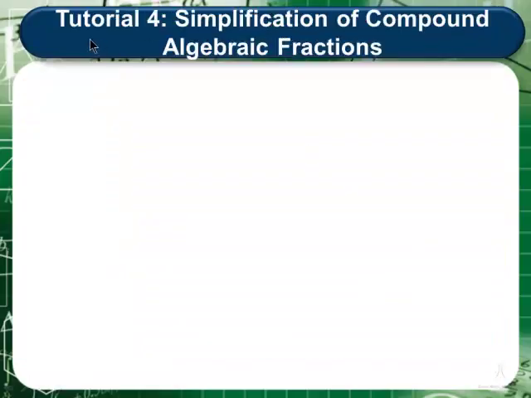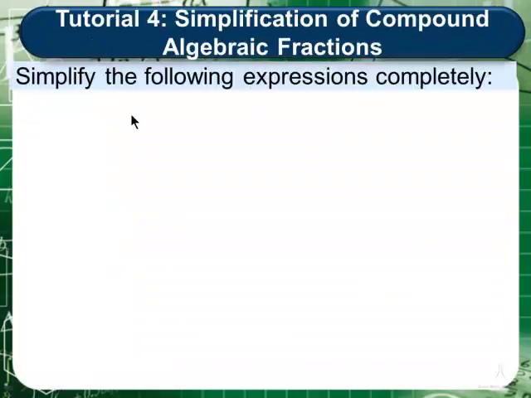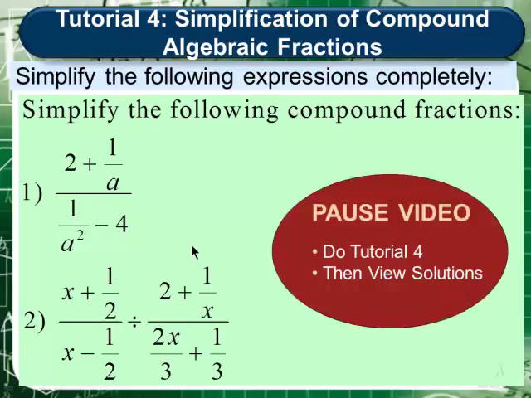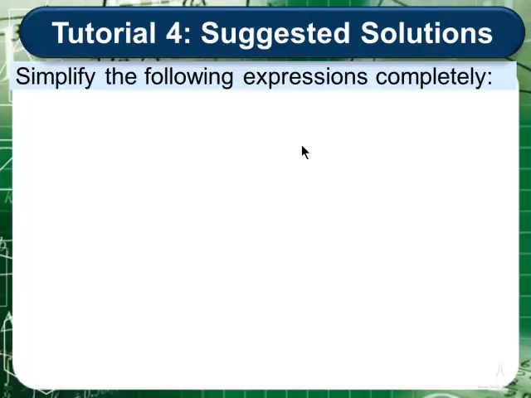Our final tutorial for this particular video requests you to simplify the following expressions completely. And here, of course, we have two compound algebraic fractions, and we have to simplify. Take note, with number 2, we have one compound algebraic fraction divided by another, so it becomes multiplication with the reciprocal. Remember that? We can combine it in that way as well. At this point in time, I suggest that you pause the video, do tutorial 4, and then come back and view the solutions. Let us have a look at the suggested solutions for tutorial 4.